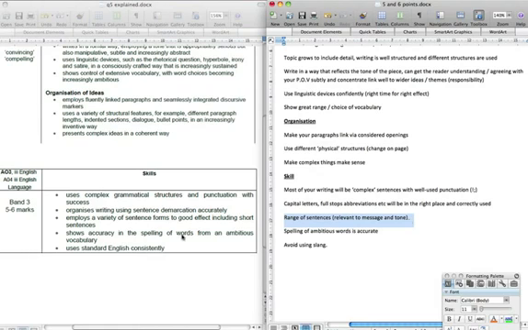Shows accuracy in the spelling of words from an ambitious vocabulary. So the spelling of ambitious words is accurate, and you have to get the spelling right generally, well, 90%, and also you have to have used ambitious words in the first place, and uses standard English consistently. The person in question avoids using slang.